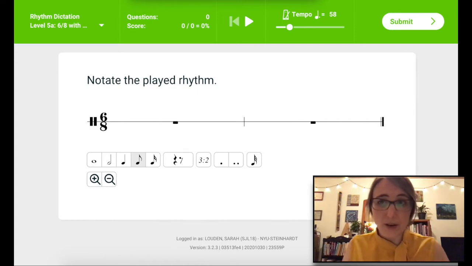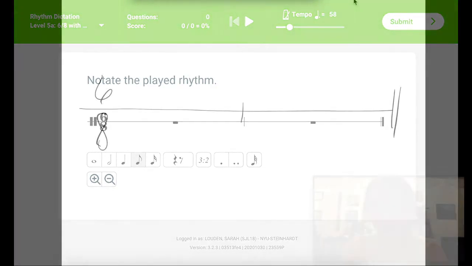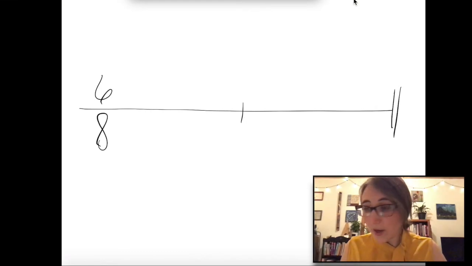So I'm gonna copy this out. I'm just gonna close this page for a moment and open up my scratch paper, which is what I want you to do. So grab some scratch paper and work this out with me. On my scratch paper, I've written out our 6/8 time, and I've written out the 2 bars empty.